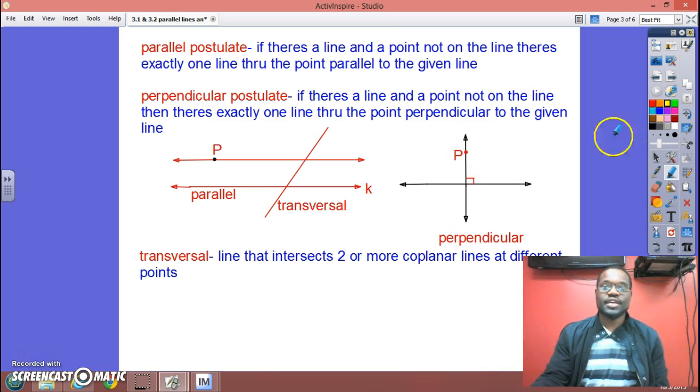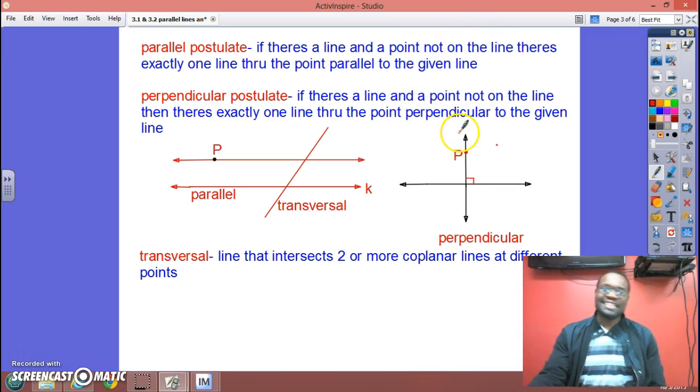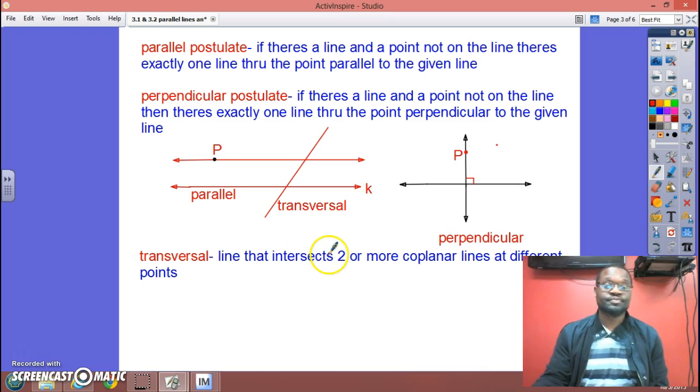if I had a point out here somewhere, this point right here that I'm pointing at, there's exactly one line that is perpendicular to this line right here. There's not 75 different lines. There's only one line that I can pull down here that will be perpendicular. And the same thing goes for parallel. There's exactly one line through this point that's parallel to this line. That's all those two are saying. It's not necessary that we know a lot about that. That's just part of the definitions of how geometry works.